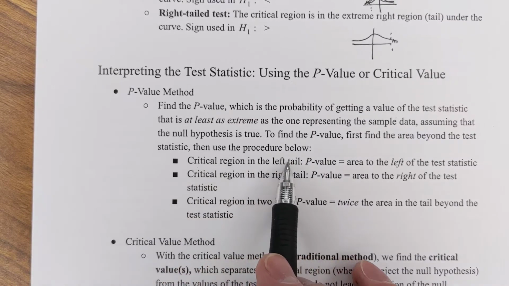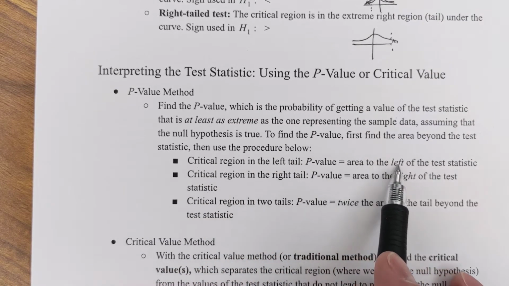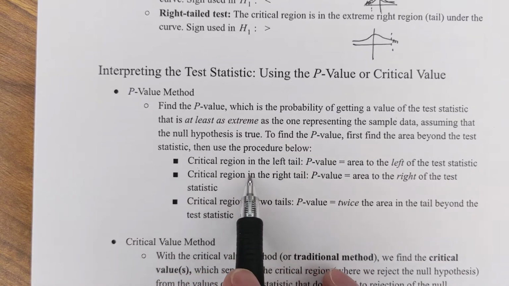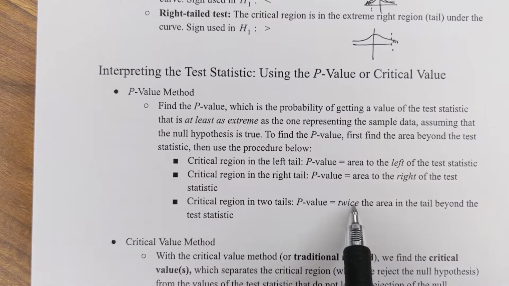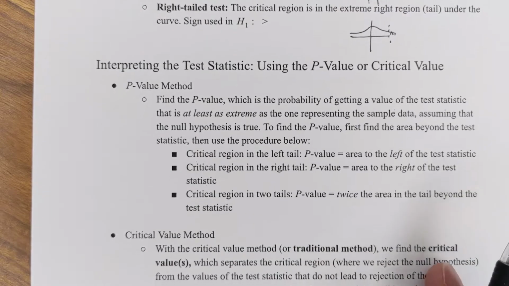So critical region in the left tail, the p-value is equal to the area to the left of the test statistic. Critical region in the right tail, p-value is the area to the right. Critical region in two tails, p-value equals twice the area in the tail beyond the test statistic.